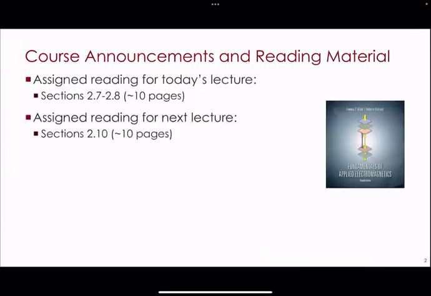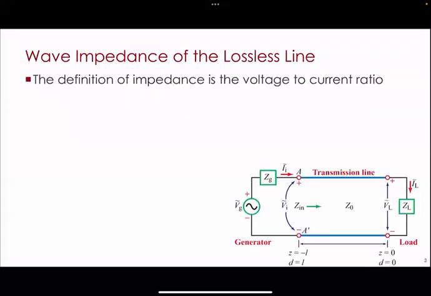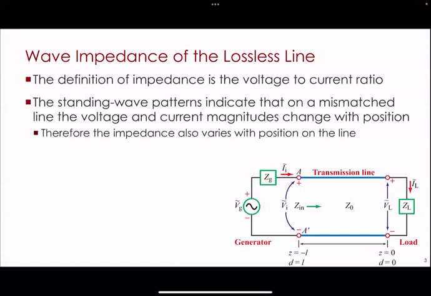All right, so we're in 2.7 and 2.8. And this is pretty much what I just said. The impedance varies with position on the line. We've got our source. We've got some source impedance. We have some transmission line. We've got some load.